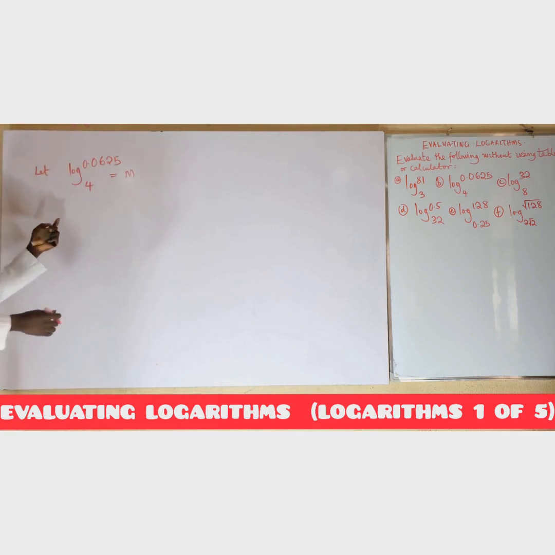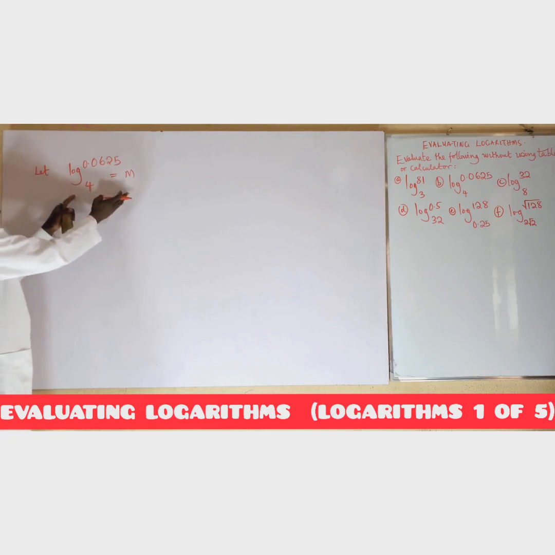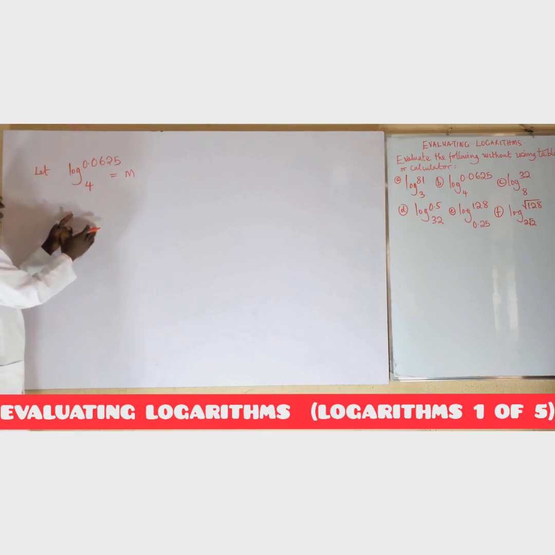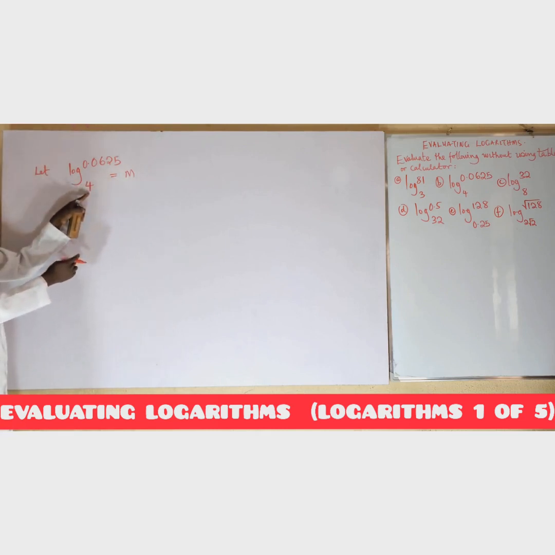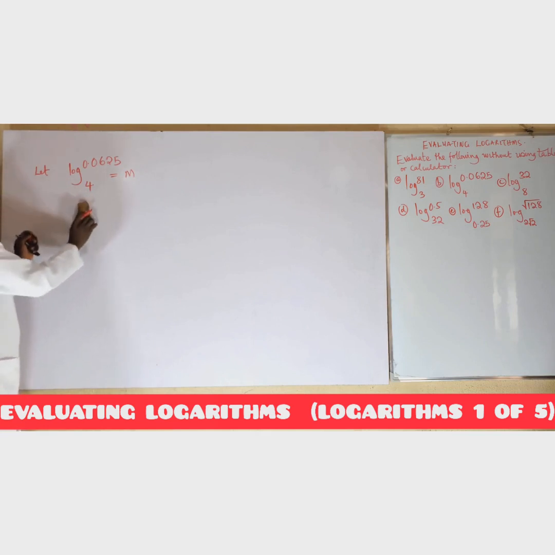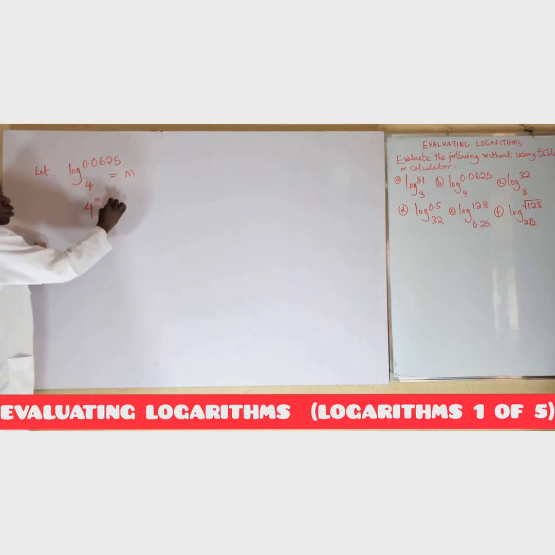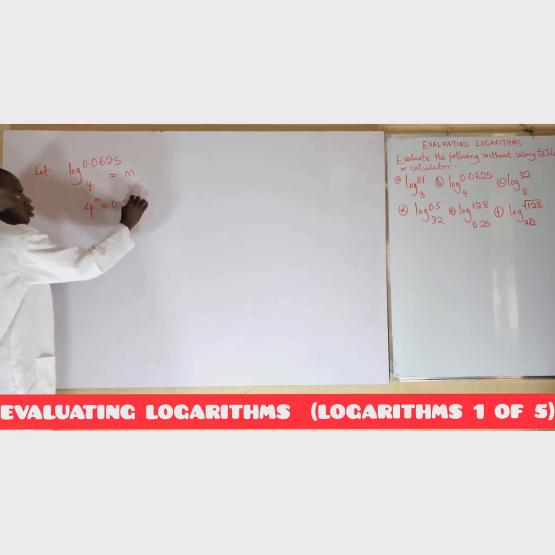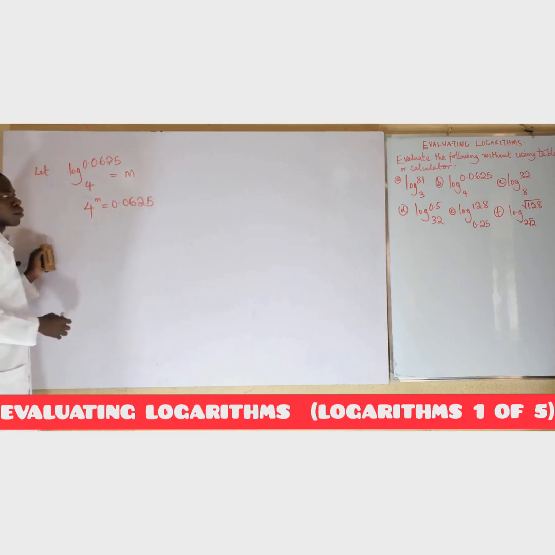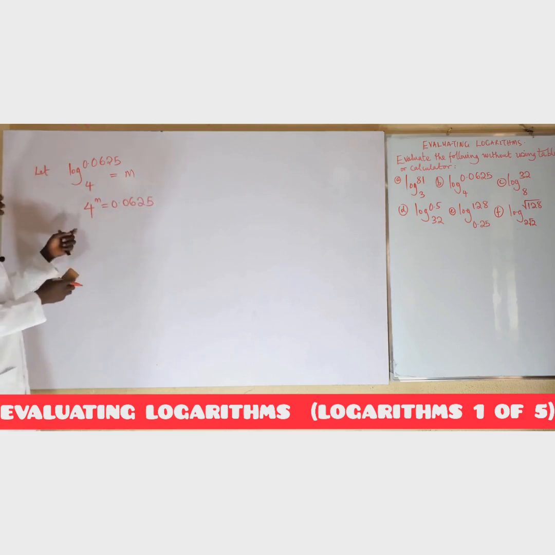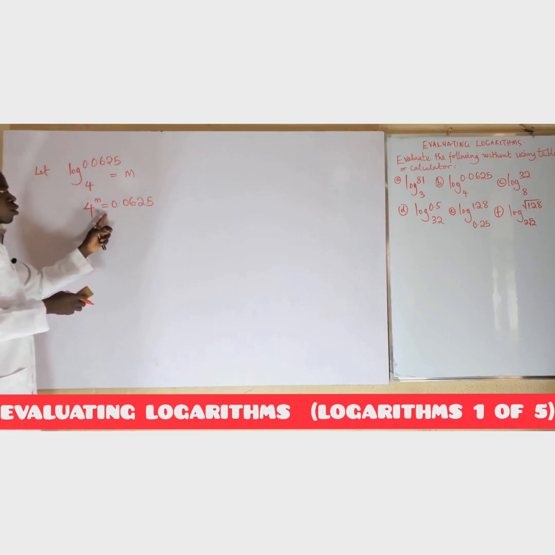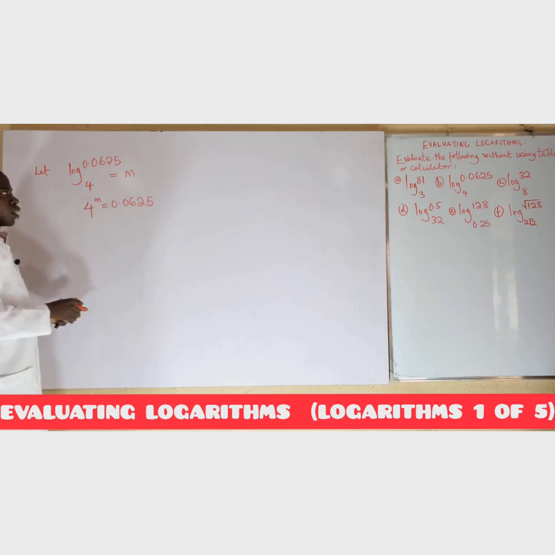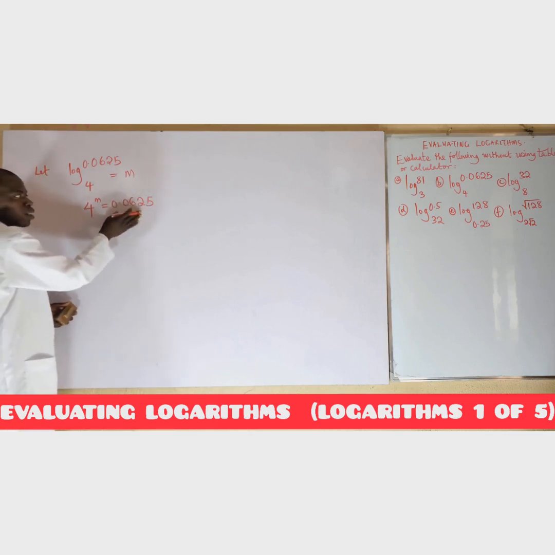Now, in this case, you can express this in logarithm form, in our index form. And how do you do that? This is our 4, which is the base. That means we are going to have 4 as the base, raised to power m, is equal to 0.0625. And from here, if you have 4 raised to power m equal to 0.0625, then how are we going to express this in decimal?